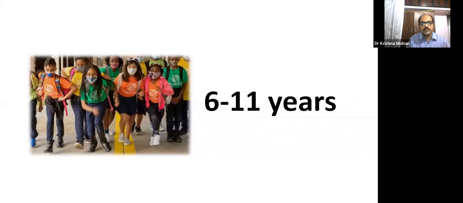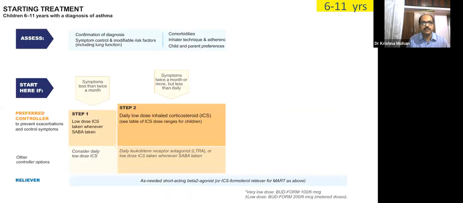So in the 6 to 11-year age group, how will you manage? What are the different steps? When will you start on step 1? As you can see here, if the symptoms are less than twice a month, we start on step 1. And if the symptoms are twice a month or more, but less than daily, then we go on to step 2.